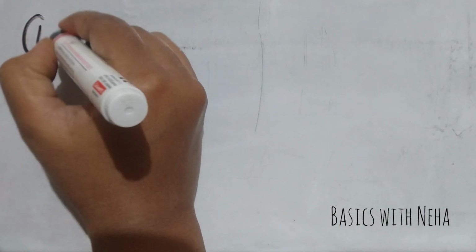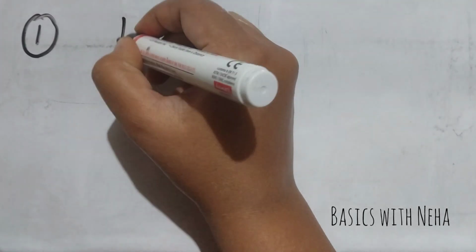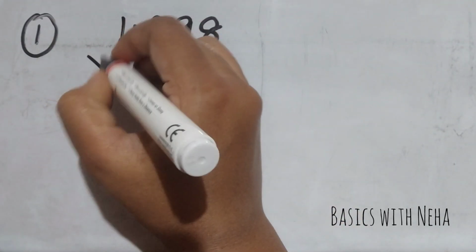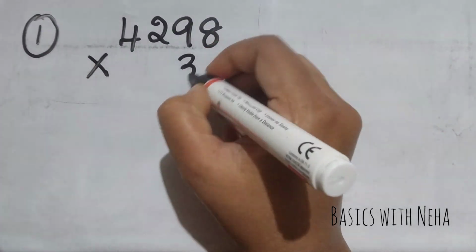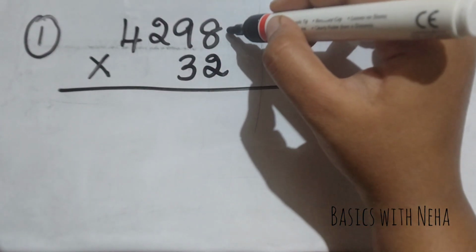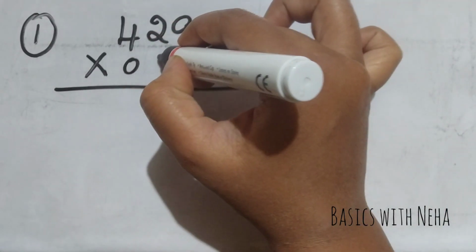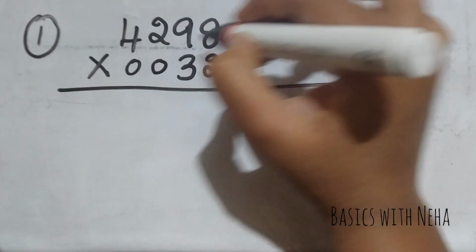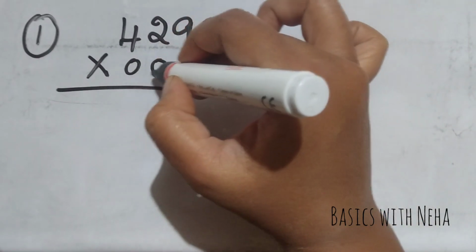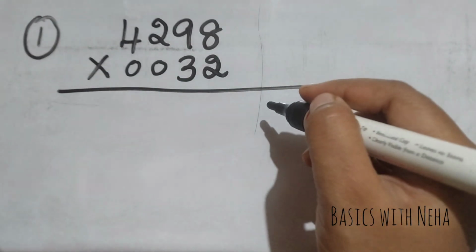The first example, when the multiplicand is a 4-digit number, that is 4298, for example, multiplied by a 2-digit multiplier, that is 32. So I'll first have to equalize the number of digits of the multiplier and the multiplicand. So I'm going to add 2 zeros in front. Now adding the total number of digits in both multiplicand and multiplier, including the zeros, is 8. So I'll have 7 steps to perform.